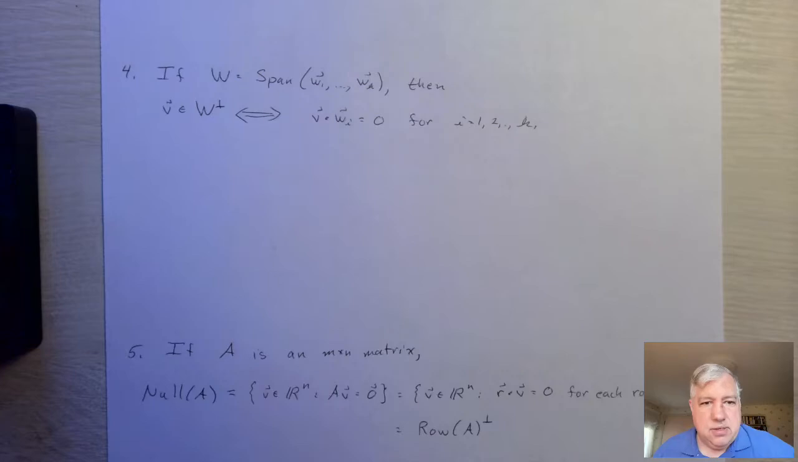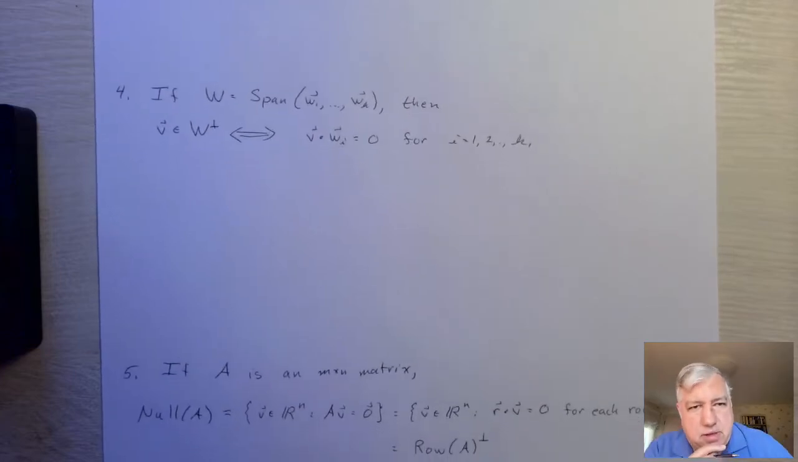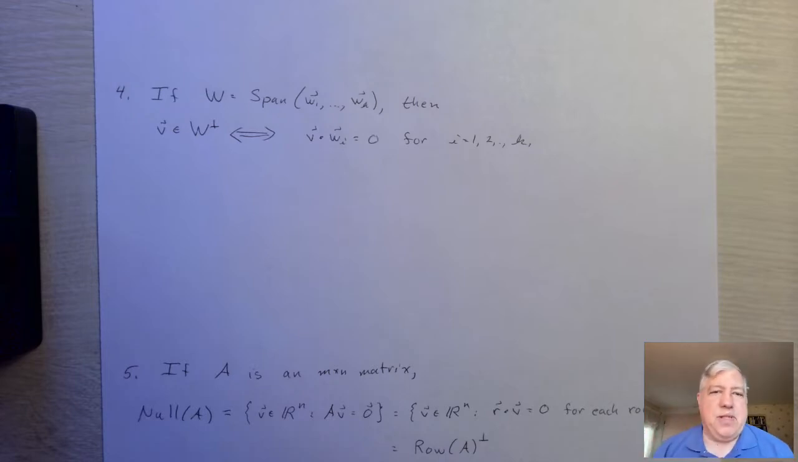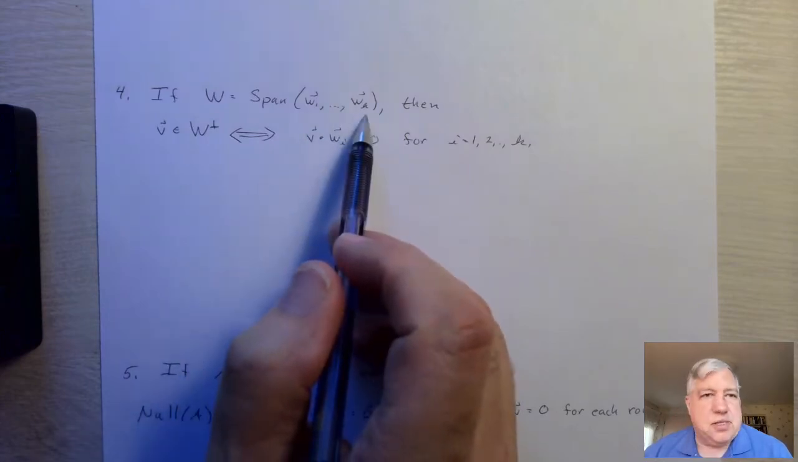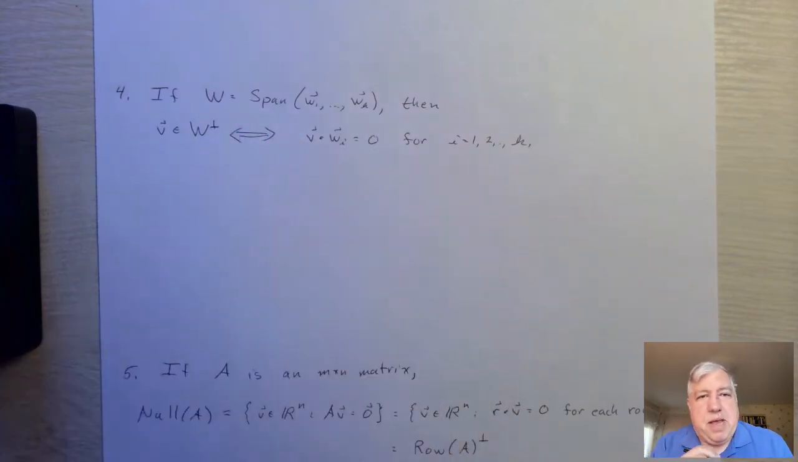Another tidbit is to know that to find what W perp is, we don't have to check that they're orthogonal to every single vector in W, which would be impossible because there are infinitely many. We just need to show that it's orthogonal to all the generators, or all the vectors in its spanning set. So if W is the span of vectors W1 through WK, then V is going to be in W perp if and only if V is orthogonal to each Wi for i going from 1 to K.